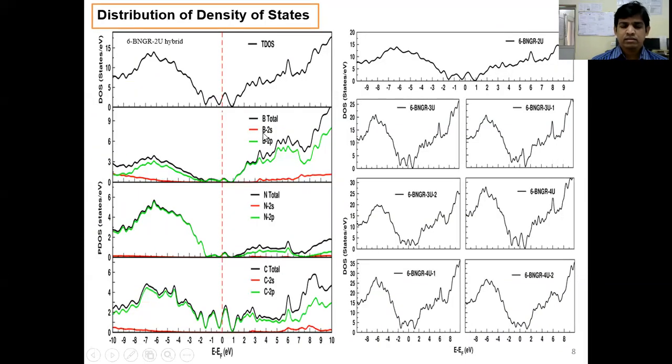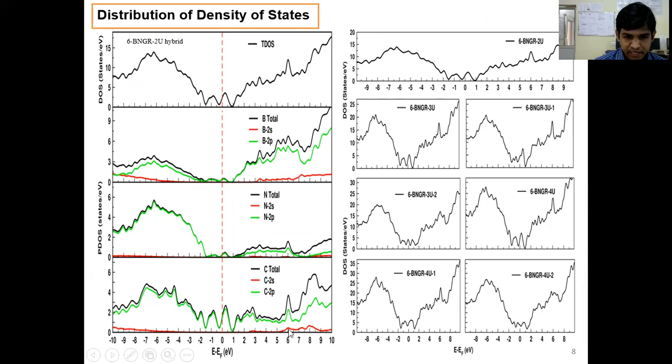How the electrons are distributed is represented by the projected density of states as well as the density of states. Here, this one represents the density of states. In the projected density of states, the electronic distribution of the constituent atoms is analyzed. Since the hybrid is comprised of carbon, nitrogen, and boron atoms, for carbon the valence shell 2s and 2p electrons are there. We can see clearly the red mark representing the 2s, and the green color representing the 2p.